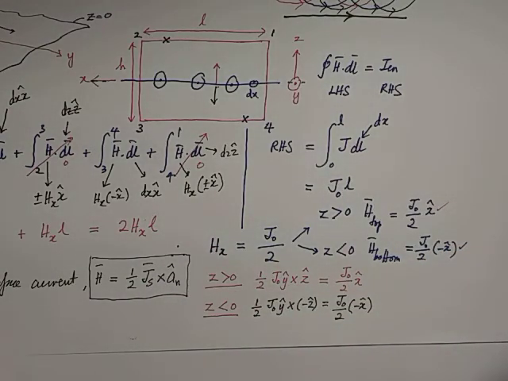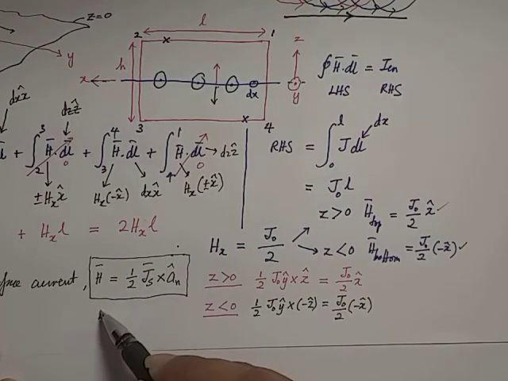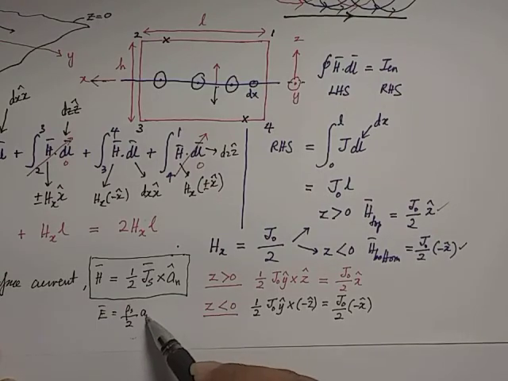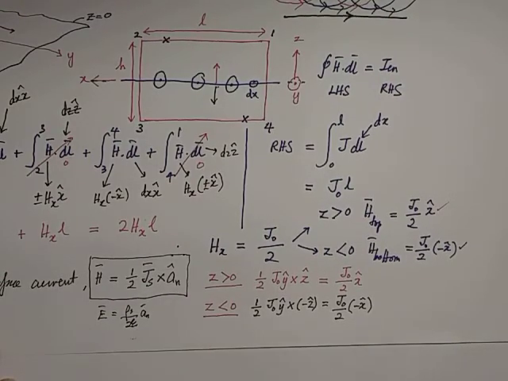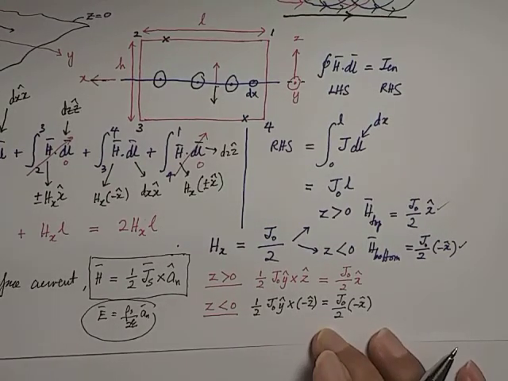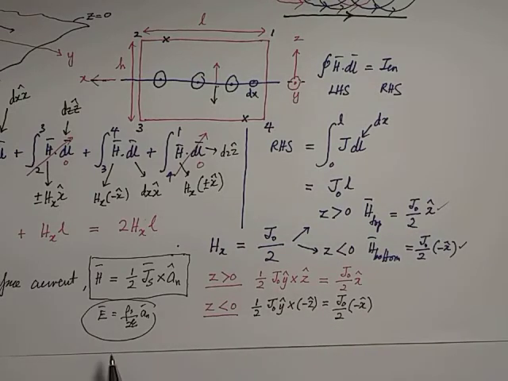I think it's similar to what you have seen in electrostatics. For infinite surface charge, what is our E? E should be equal to rho S over 2 epsilon An. So it's a similar idea that you have seen before in electrostatics, and this is in magnetostatics.